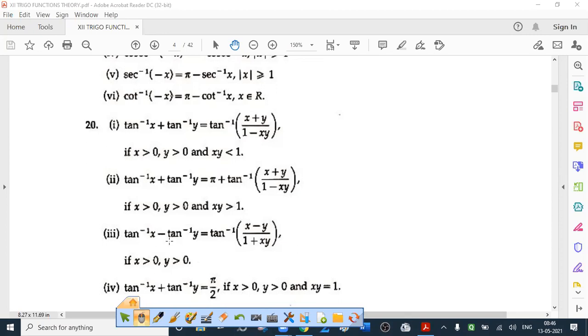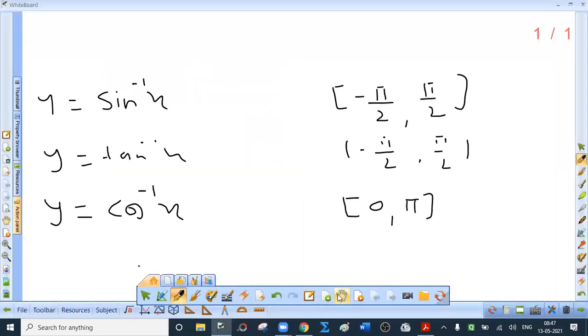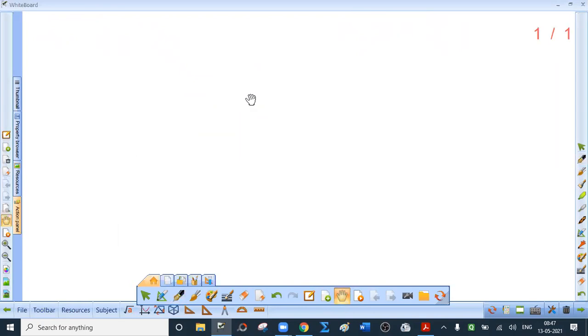Now, what is tan inverse x minus tan inverse y? It is tan inverse of (x minus y) upon (1 plus xy). We will discuss these two results, even if the proof of one is sufficient.